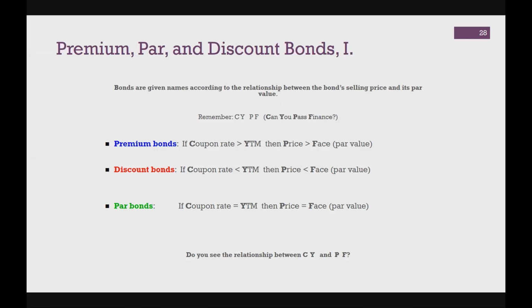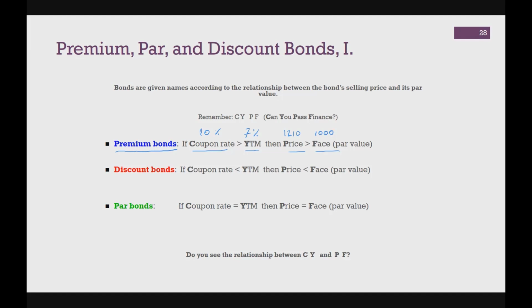So the first one is premium bonds. If the coupon rate is higher than yield to maturity, then the price of the bond is going to be higher than the face value. So let's remember our example. Remember there was a coupon rate of 10% and yield to maturity was 7% in the previous example. And we calculated the price of the bond as $1,210 and the face value was $1,000.